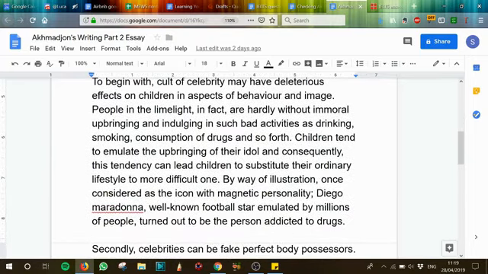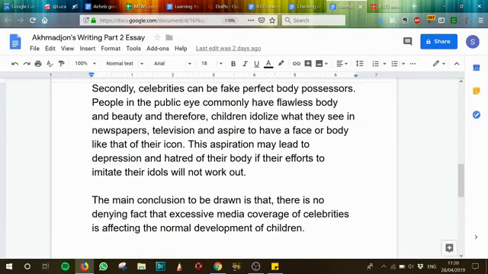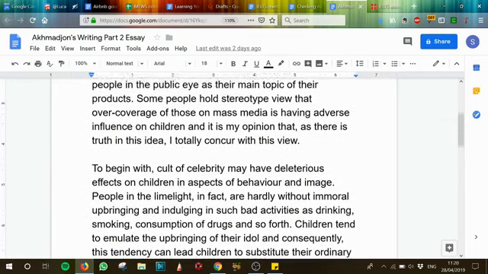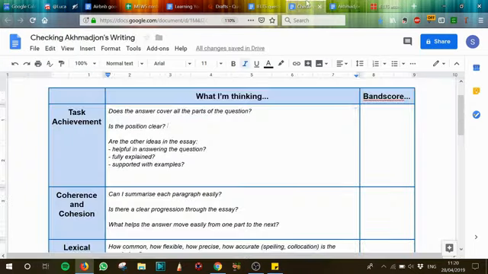He has 2 paragraphs supporting the idea and a main conclusion that this is a bad thing. He totally agrees with this view. So yes, Akhmajon's position is very clear.